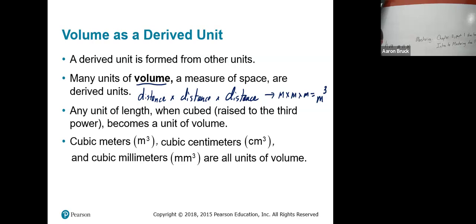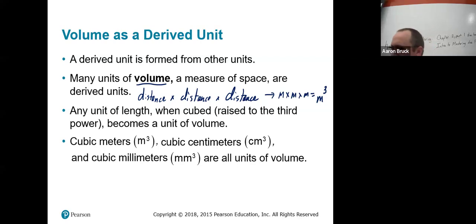If I measure everything in centimeters, centimeters times centimeters times centimeters, I would get cubic centimeters. If I measure everything in millimeters, millimeters times millimeters times millimeters, I get cubic millimeters instead. They would all be considered volumetric units. And so anytime that we have that distance unit squared, or excuse me, cubed, anytime we have that cubic distance, we're going to be talking about a volume.